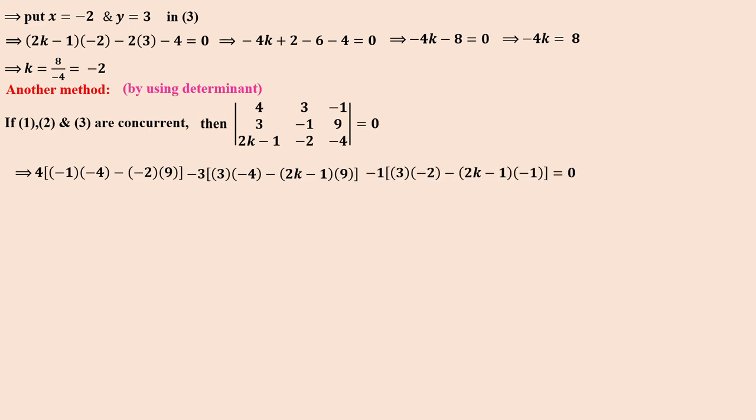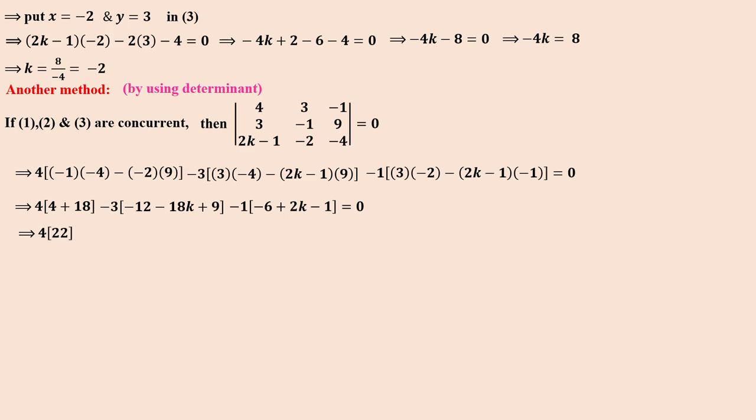Similarly take the last one, minus 1. Leave the row and the column of that particular number. So remaining you are having 3, minus 1, 2k minus 1, minus 2. Doing the cross multiplication, 3 into minus 2 minus 2k minus 1 into minus 1, which is equal to 0. So 4 into, 4 plus 18, minus 3 into minus 12 minus 18k plus 9, minus 1 into minus 6 plus 2k minus 1 equal to 0.